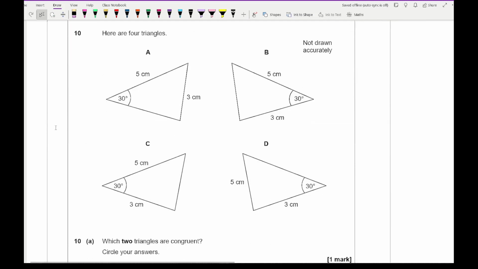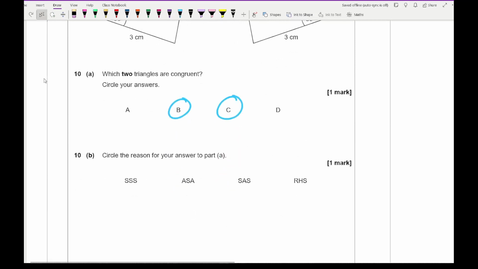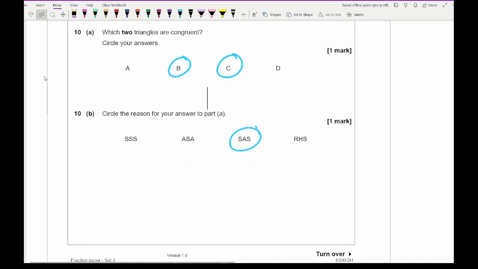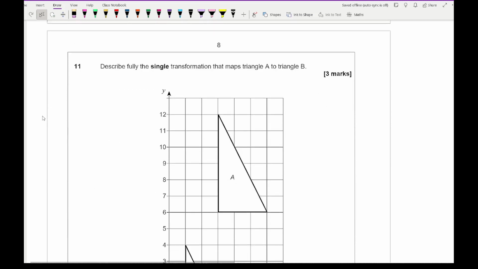Then moving on to question 10, it says here are 4 triangles. Which 2 triangles are congruent? And the correct answer you should have is B and C. The reason for that is because we're using 2 sides and an angle, which is an SAS triangle. Then for question 11, it says describe fully the transformation that maps A onto B.